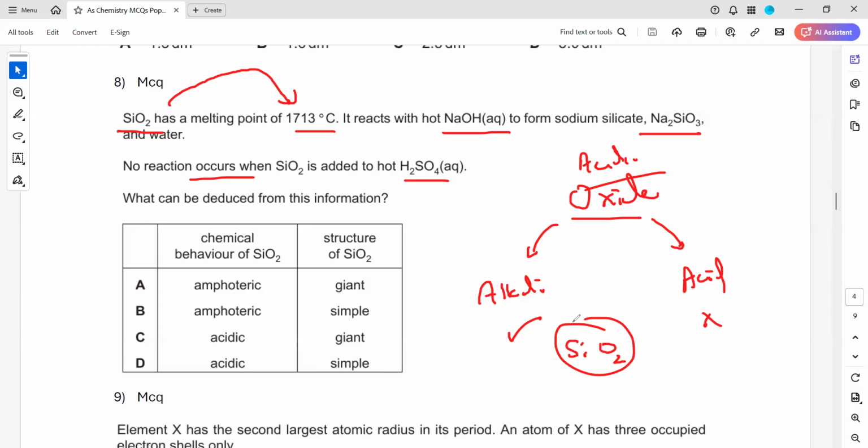A covalent structure might be a simple molecular or a giant macromolecular structure. Because the melting point is so high, we can conclude it has a giant structure. So the chemical behavior is acidic, and the structure is giant. So C should be the right answer.